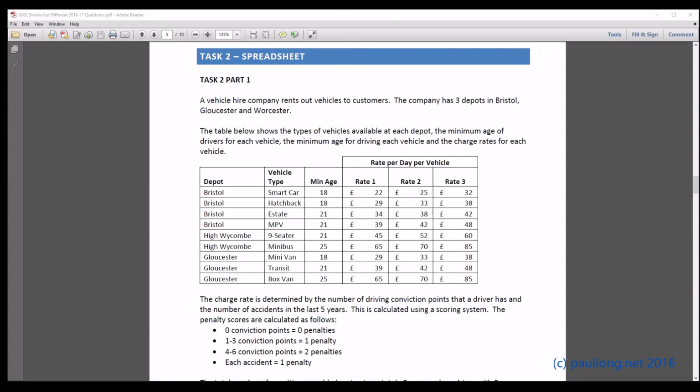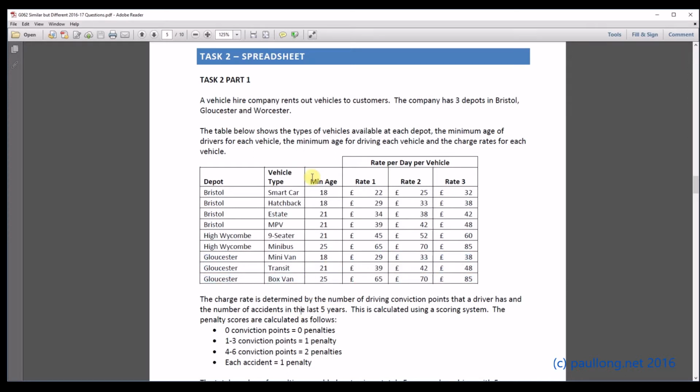This is task 2 part 1, and we're just going to start by understanding what the task is about. So we've got a vehicle hire company, and this vehicle hire company has got 3 depots. We've got Bristol, they tend to have vehicles that are cars. We've got High Wycombe, which tends to be bigger passenger vehicles, and we've also got a depot in Gloucester which tends to deal with vans.